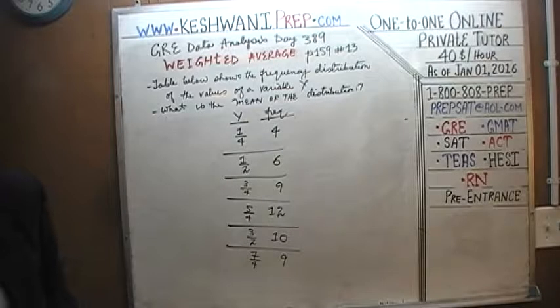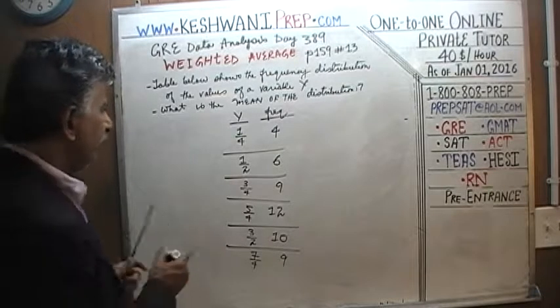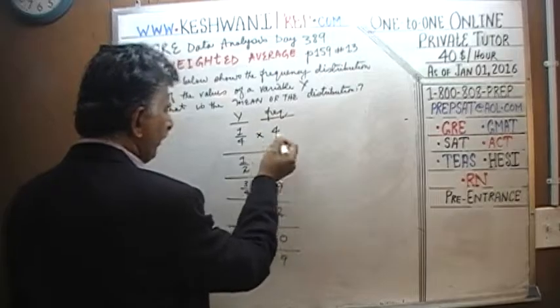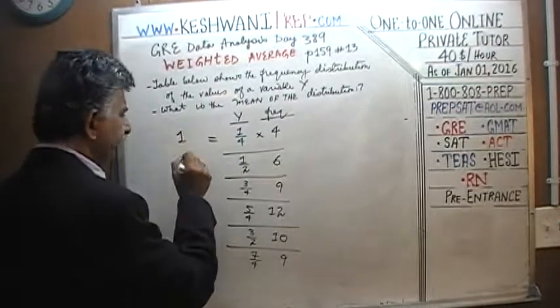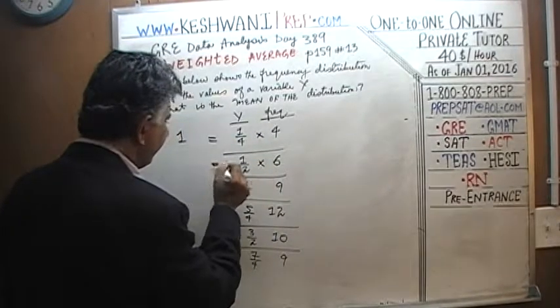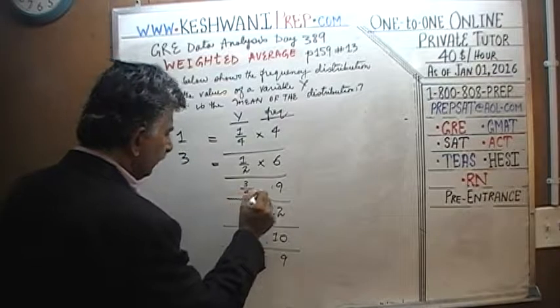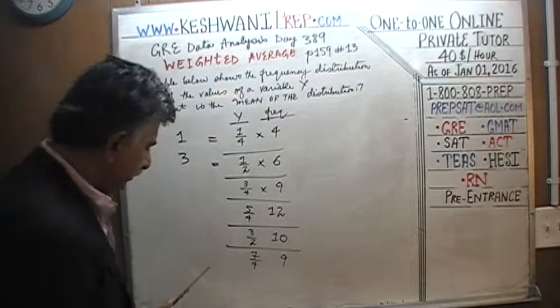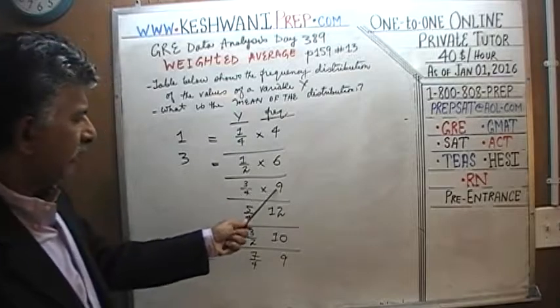Well, let's see what we can do. The very first one is very simple. 1 quarter times 4 is just 1. And half times 6 is just 3. That was too simple. The tricky part comes when you have to deal with 3 quarters times 9.